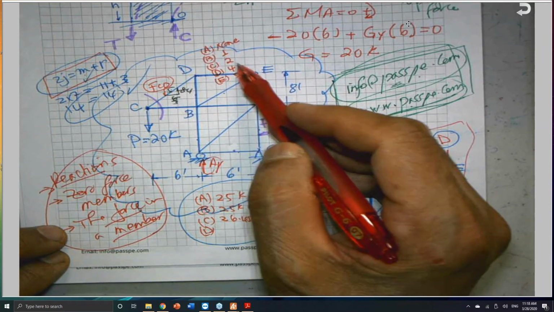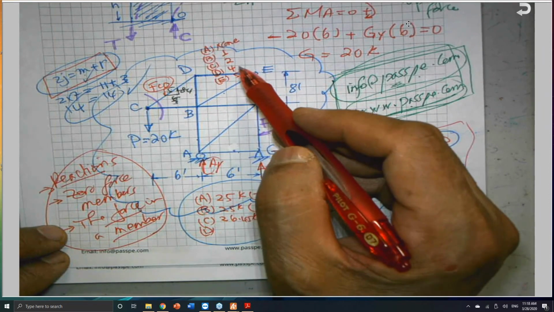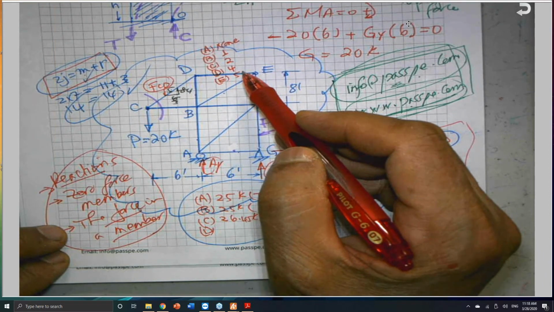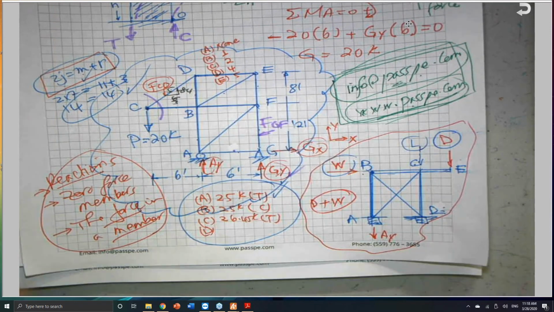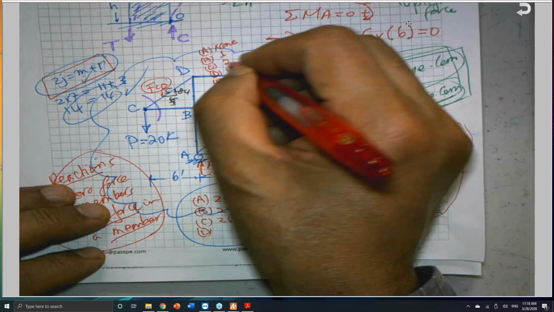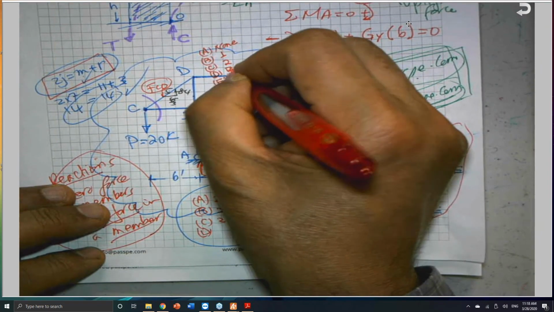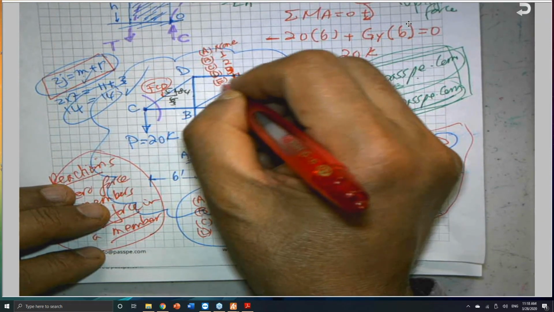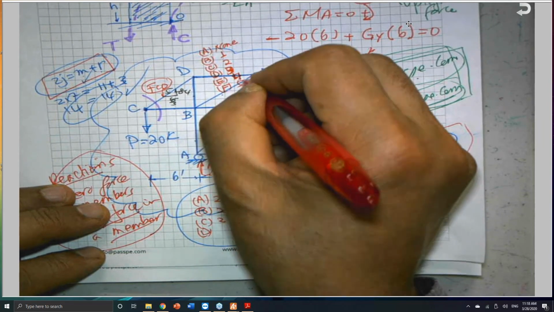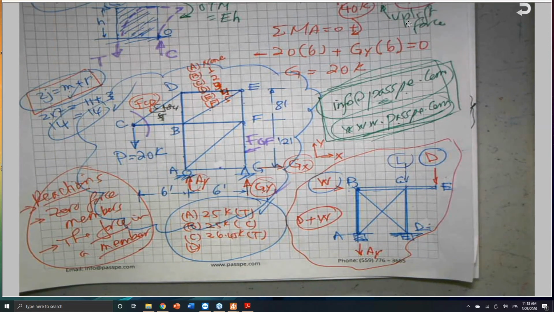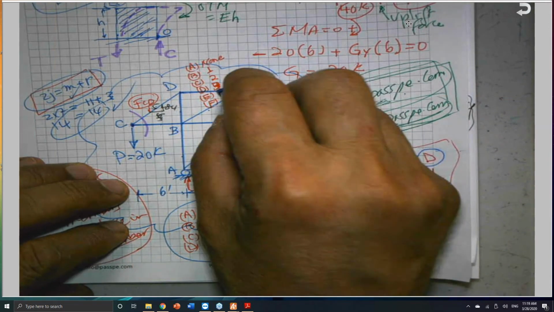None. 1, 2, 3. 1, 2. Oh, I jumped 3. Okay, that's fine. Okay, 1, 2. Let's put 3 also, 3, 4, to give all the options A, B, C, D, F, 5. So 1, 2, 3, 4, 5. Okay, to make everybody happy, at least.